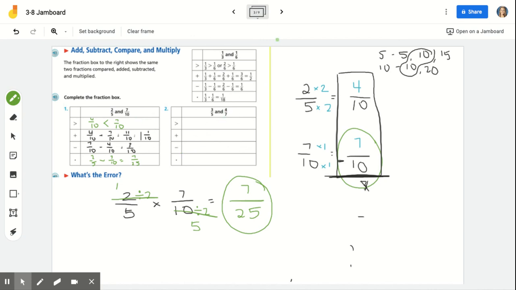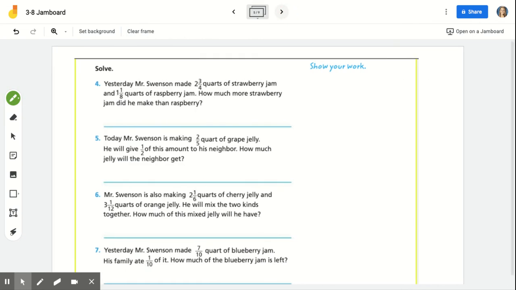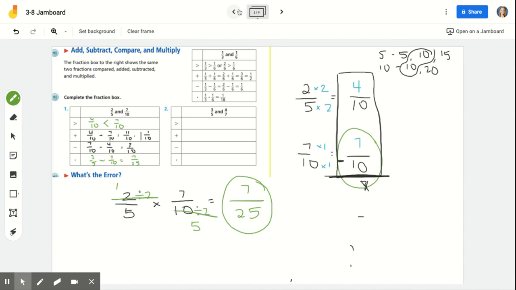We'll do number 2 later. We'll also do the puzzle penguin question in a little bit. And then again, these word problems, we're going to be using the cube strategy. It will be mostly review. Just the tricky part is figuring out which operation to use.